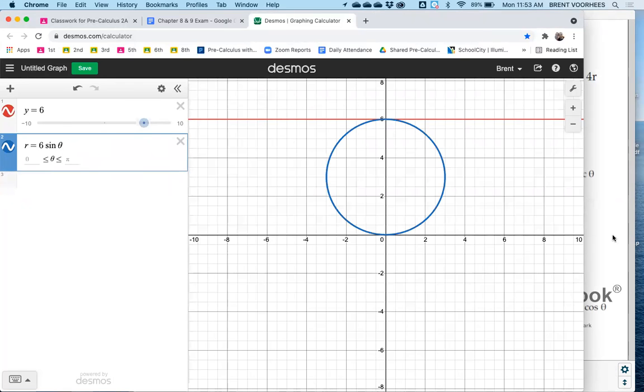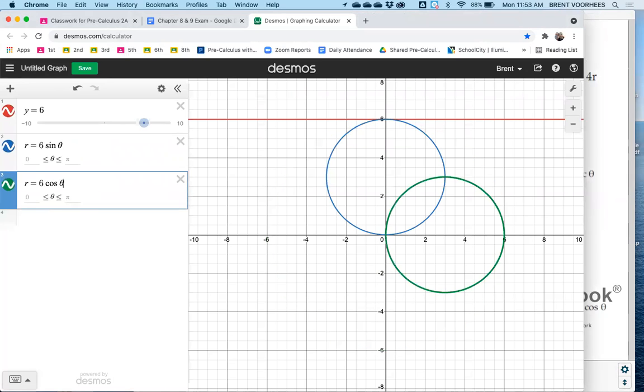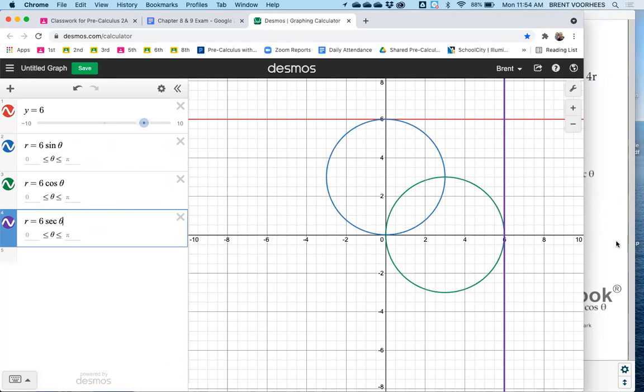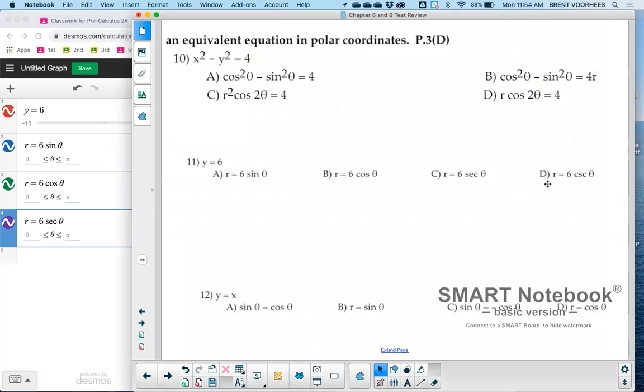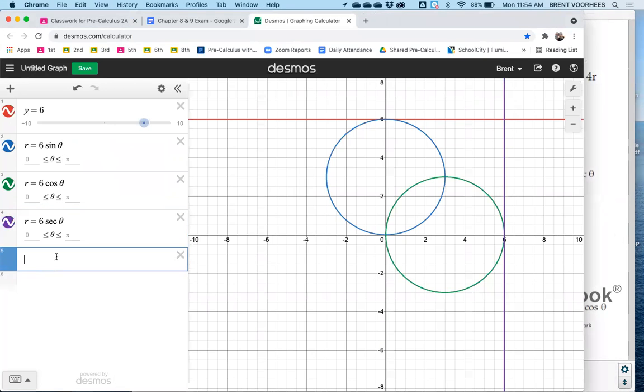You can see that that is not the right answer. B is r equals 6 cosine theta. This will be very similar, except it'll be graphed to the right. You see that is not the right answer. C is r equals, I think it was 6 secant theta. You see that vertical line, but it's not the right answer. And then D is r equals 6 cosecant theta. This is the right answer. So the answer is D.